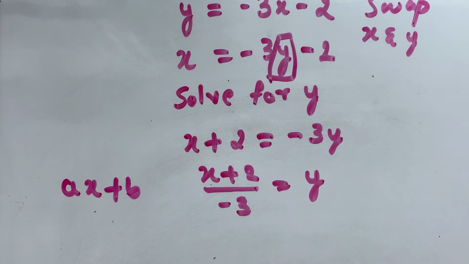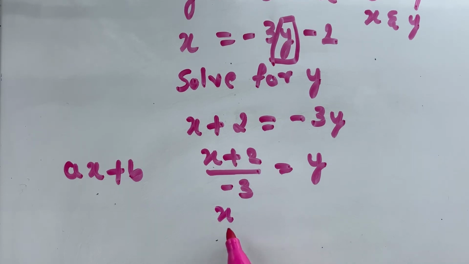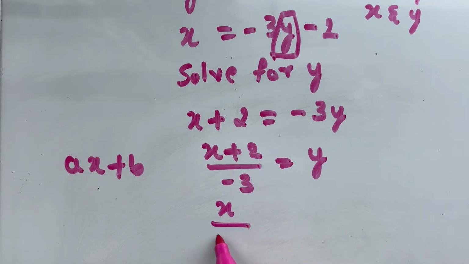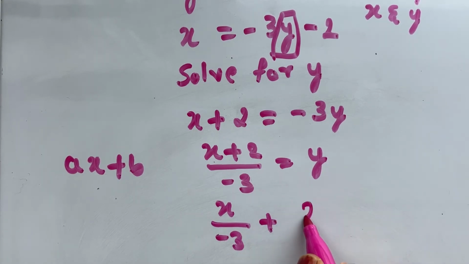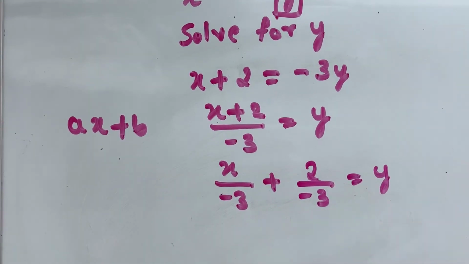So how to write this in the form of ax plus b? This can be written as x plus 2 divided by negative 3, which can be written as x divided by negative 3 plus 2 divided by negative 3, is equal to y. Y is equal to ax plus b.